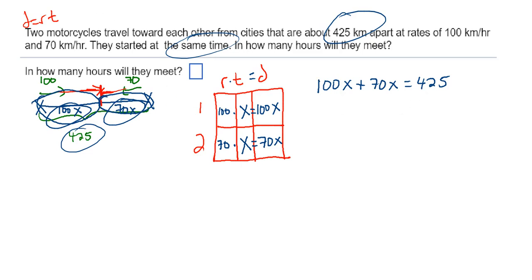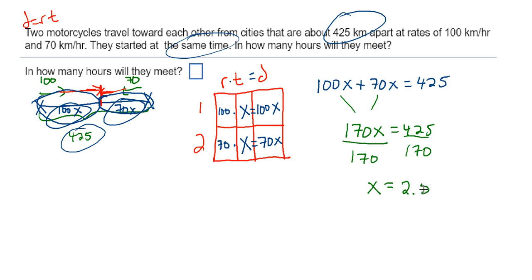All right, and so we're going to solve this for x. We'll start by combining these together. So we get 170x equals 425. And then to solve for x, we divide by 170 on both sides. And we get x is equal to, I'll use my calculator for this, 425 divided by 170. And we get not the nicest answer, but not the most terrible answer.